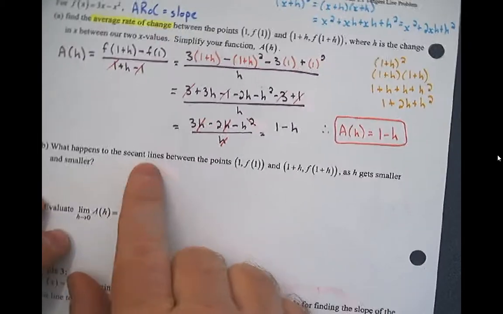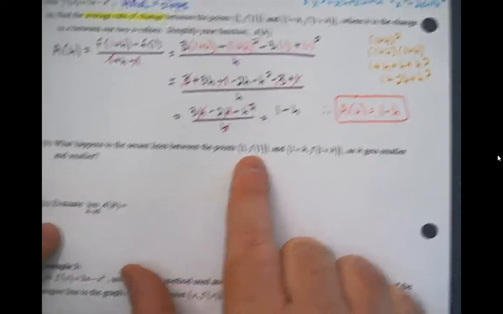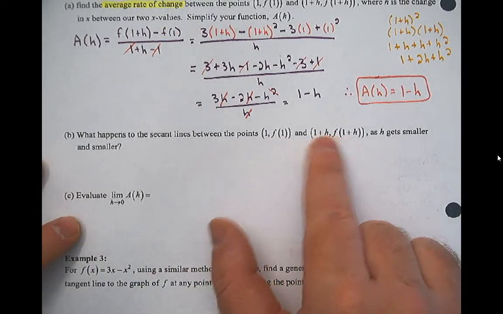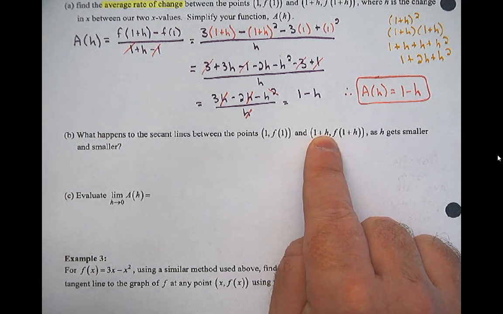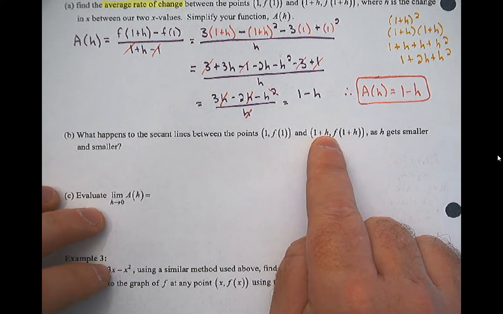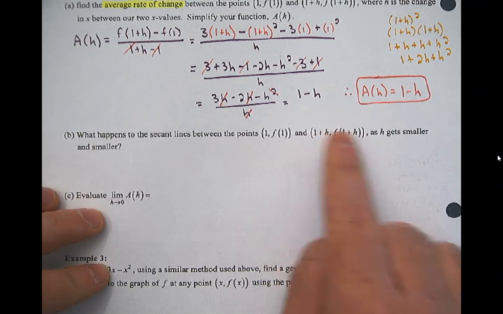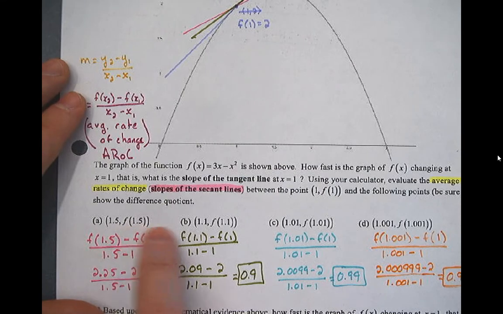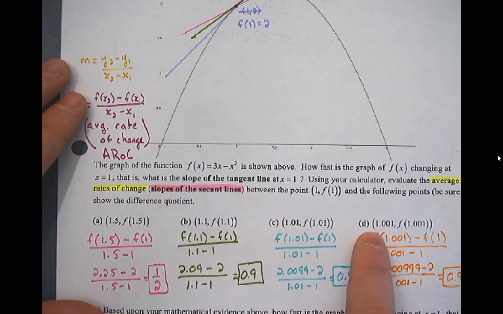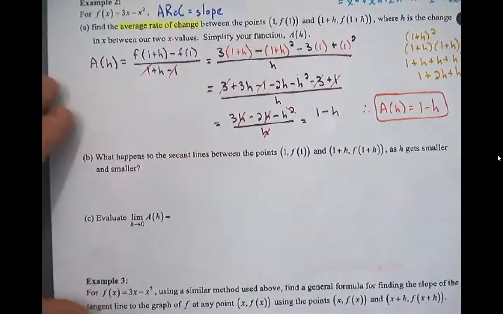So what happens to the secant lines between the points 1, f of 1, and 1 plus h? Okay, let's talk about what this means. This means that you're starting at 1, you're going some small distance away. We don't want to go super far away because you might run into some asymptotes or some holes or jumps. We just go a very, very small distance away from 1. And then we make that distance smaller and smaller and smaller, just like we did here. Corpy went from 1 to 1.5, and then he made that distance get smaller and smaller. That's the idea of the limit.